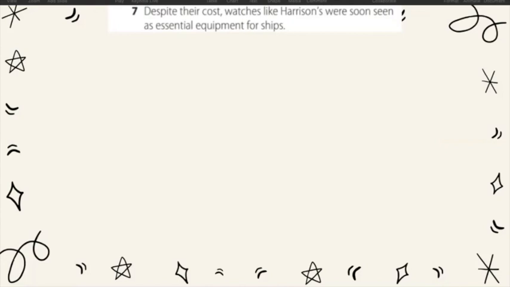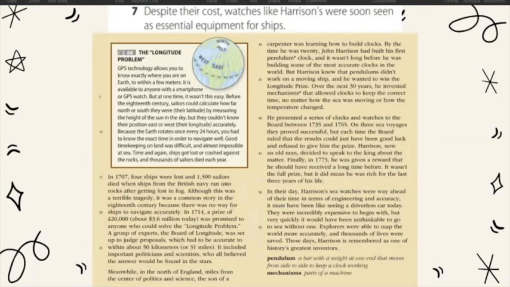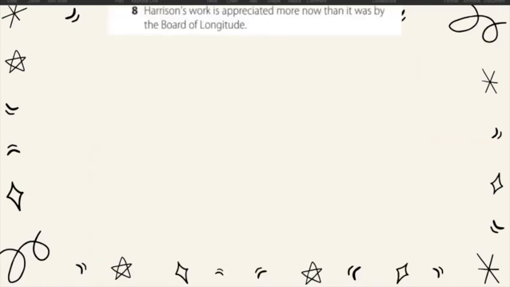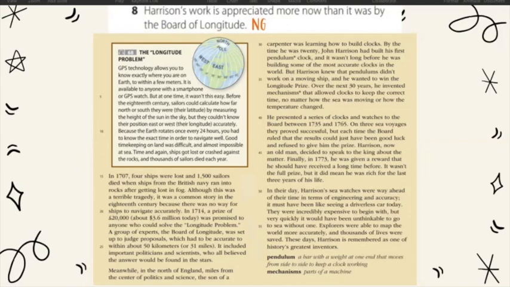Number 7, despite their cost, watches like Harrison were soon seen as essential equipment for ships. If it's essential, it's because they need that equipment. And here we have, very quickly, it would have been unthinkable to go to sea without one. So yes, it was essential. It's true. And the last one, guys, says, Harrison's work is appreciated more now than it was by the board of longitude. What is the answer, guys? Well, this information is not given again.